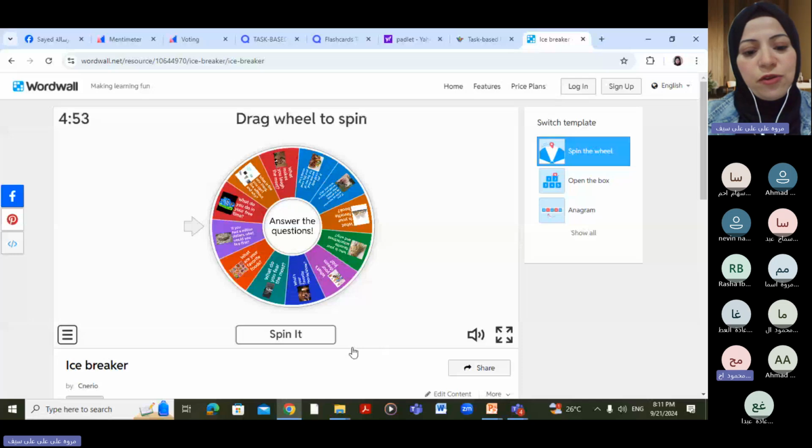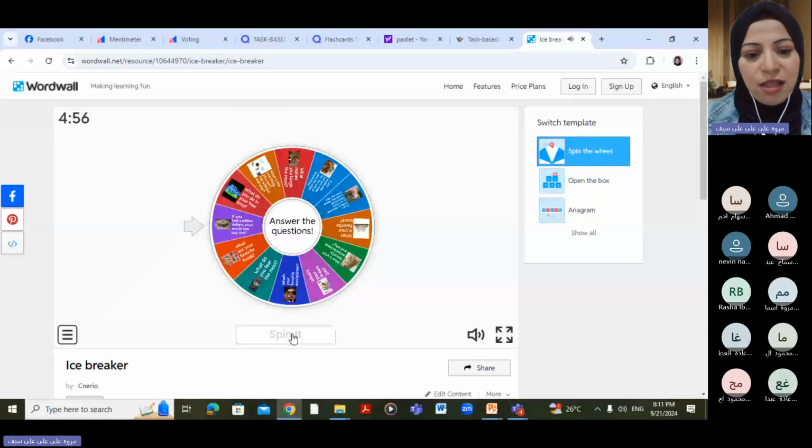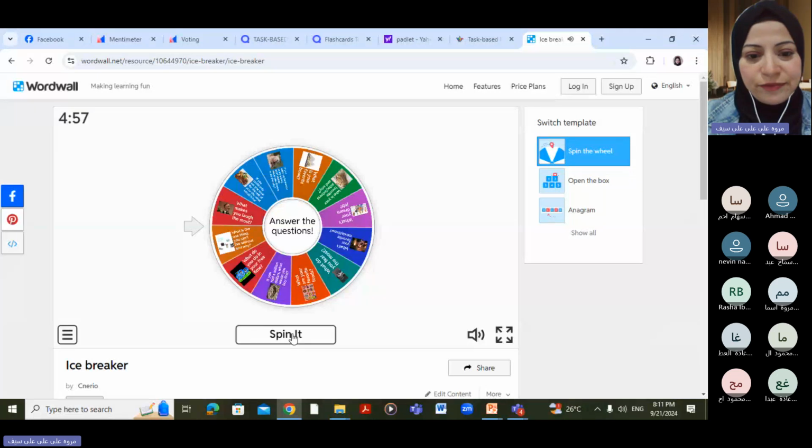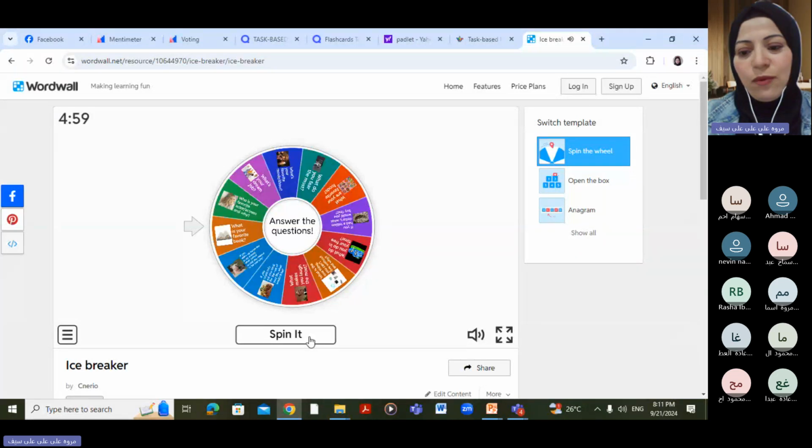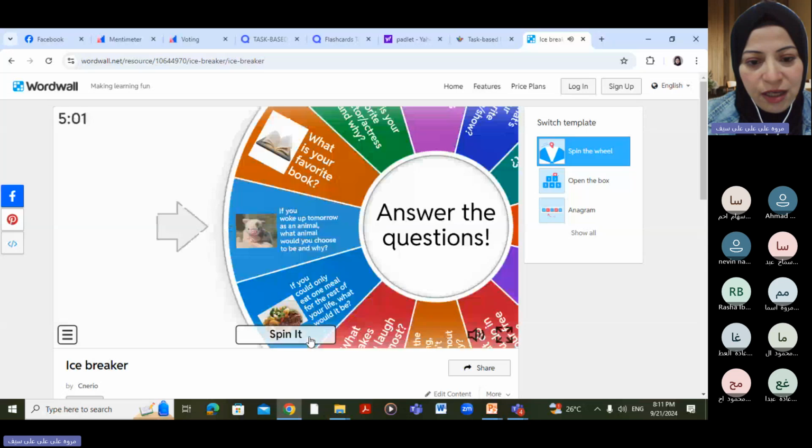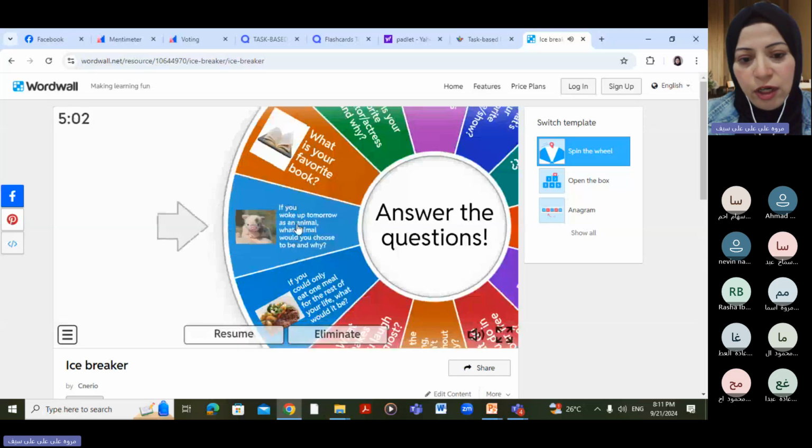Okay, let me spin the wheel and then I have the question. Maybe you change your mind to share when you see the question relevant or something. So the question says, if you woke up tomorrow as an animal, that's not a good question anyway. What animal would you choose to be and why? This is an imaginary kind of question, so let it be modified a little bit. What kind of pet do you prefer? Let's modify it to be better.